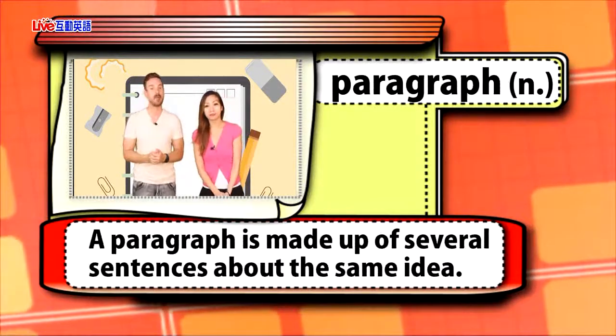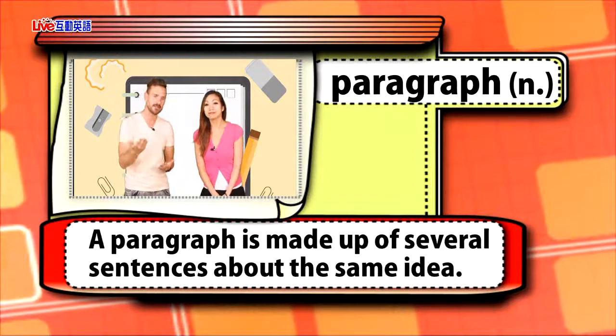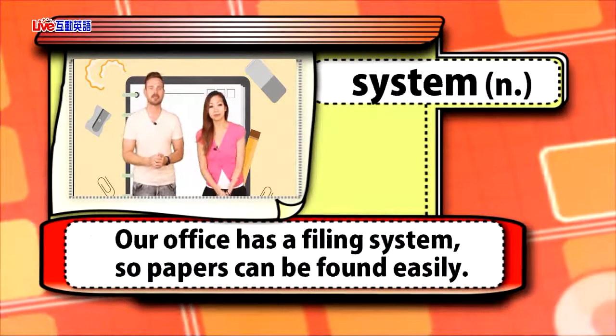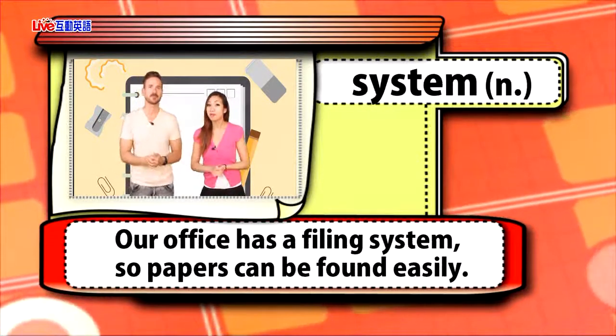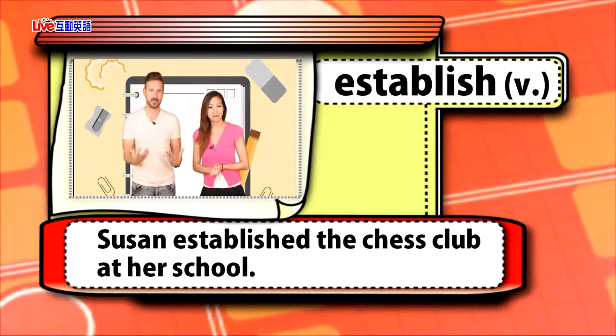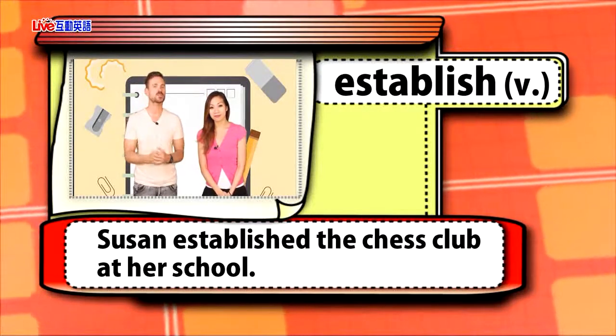Paragraph. A paragraph is made up of several sentences about the same idea. System. Our office has a filing system, so papers can be found easily. Establish. Susan established the chess club at her school.